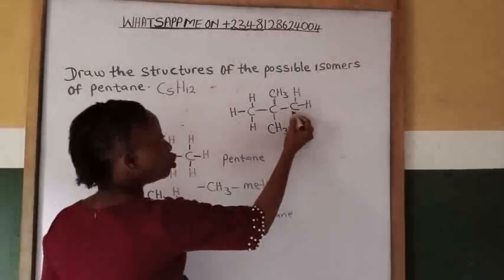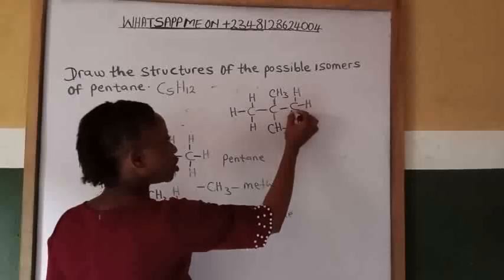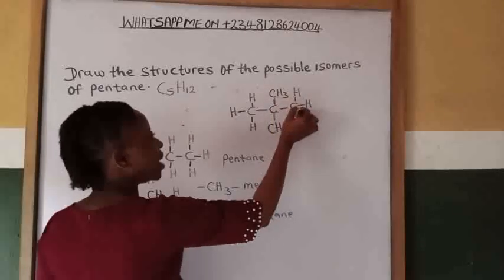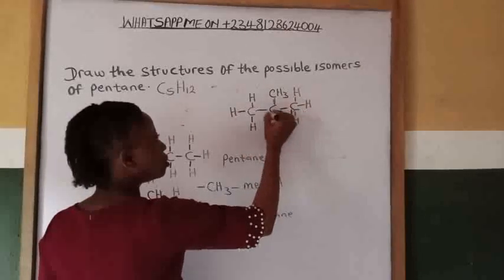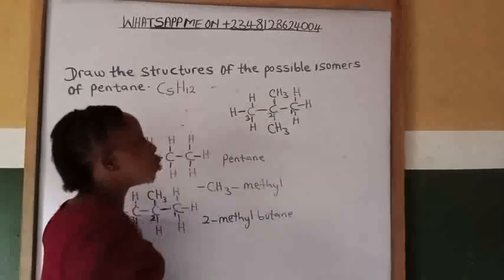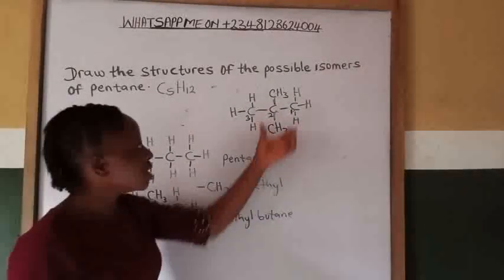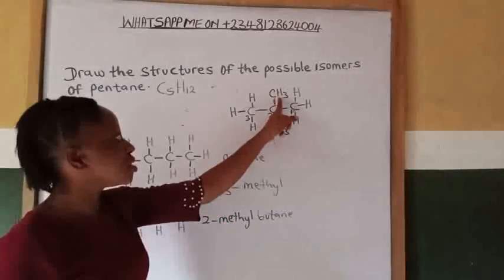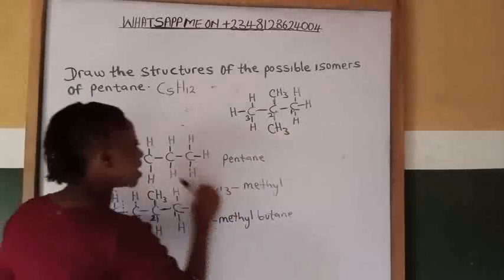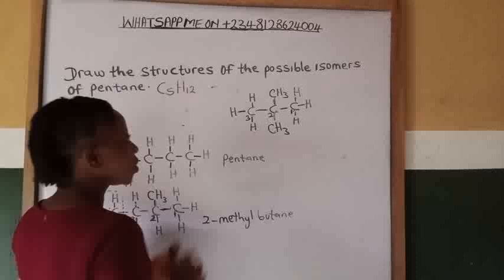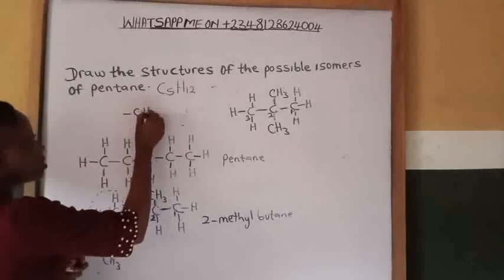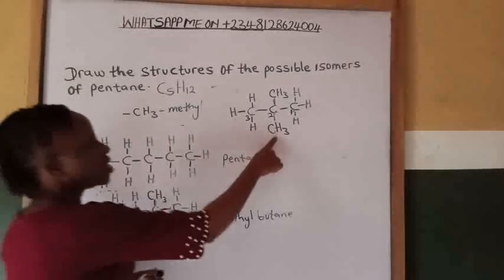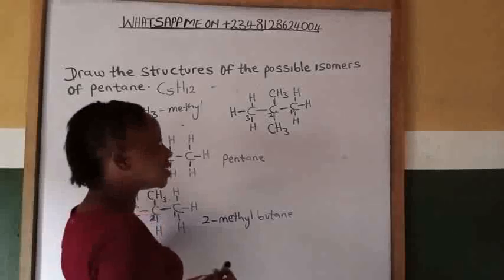So you select the longest continuous carbon chain. 1, 2, 3. This is another one, 1, 2, 3, this is another one, 1, 2, 3. So let's pick this one on a straight line. 1, 2, 3. So we are going to name our substituent. This is our root hydrocarbon, the main hydrocarbon. Then all these are substituents. Don't forget that CH3 is called methyl. So the two CH3 are methyl.